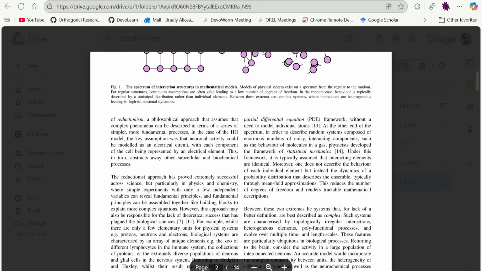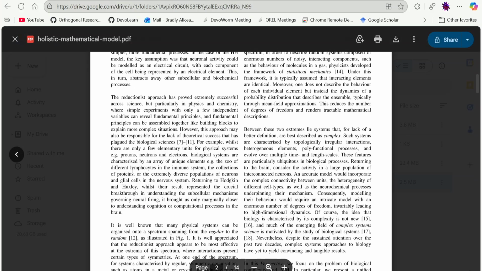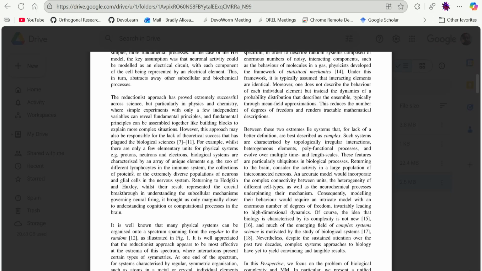So this is an example of reductionism in modeling, and this assumes that a complex phenomenon can be described in terms of a series of simpler, more fundamental processes. For the Hodgkin-Huxley model, the key assumption was that neuronal activity could be modeled as an electrical circuit, with each component of the cell being represented as an electrical element. This in turn abstracts away other subcellular and biochemical processes. And so this has been very successful across the sciences.